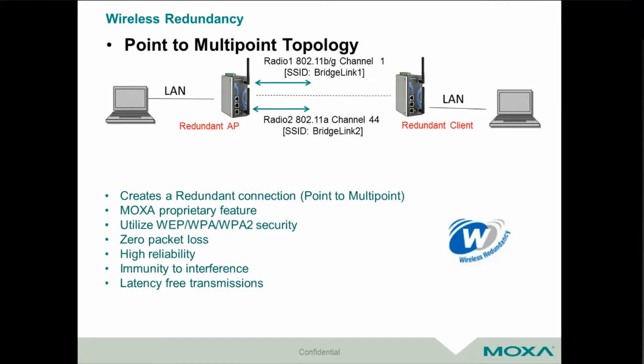You also have the ability to do wireless redundancy. So this is a topology that can be used with specific vendors, and what it does is it basically creates a hardware redundancy. So you would have a redundant access point and a redundant client, and the redundant access point would broadcast at two different frequencies. So you'd have one radio, for example, broadcasting at 2.4 gigahertz, and the other radio broadcasting at 5 gigahertz, and the redundant client would be receiving both of those signals at the same time.